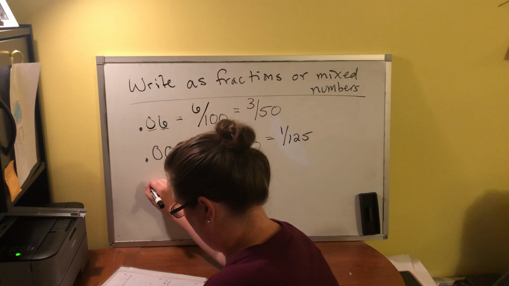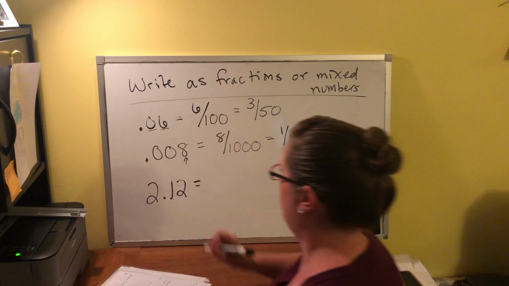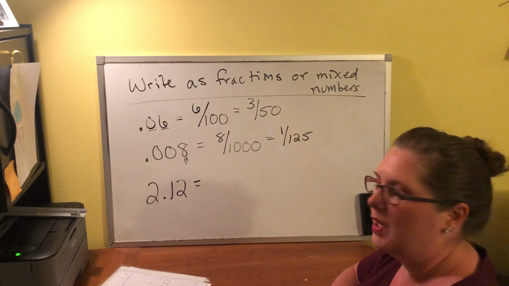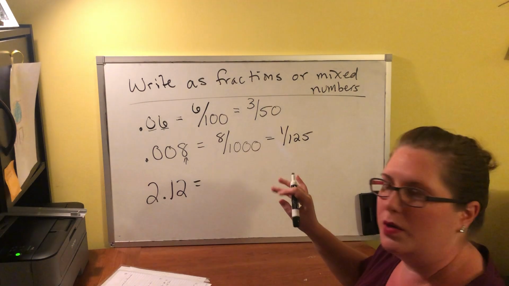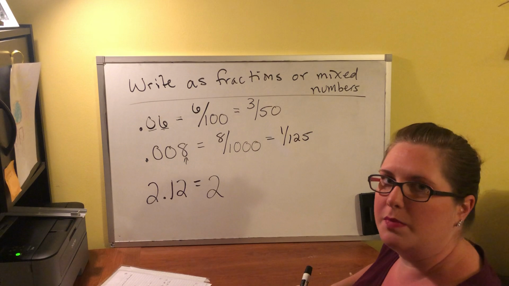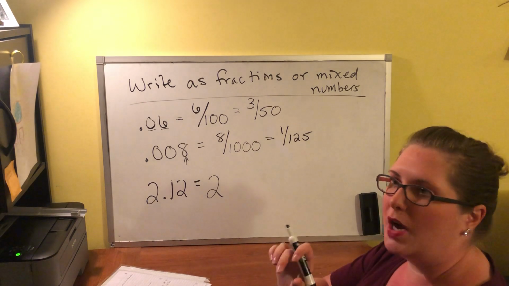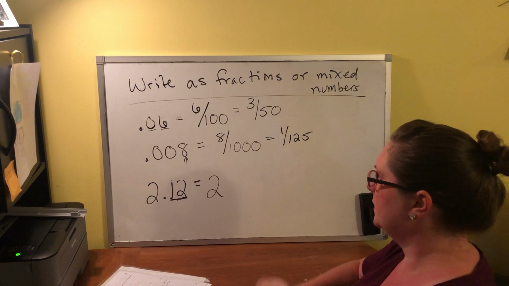If they gave you, for example, 2.12, okay? So that's a whole number and a decimal. A whole number is always a whole number. It's not going to change. So it is going to be your whole number for your mixed number. So remember, mixed numbers is a whole number and a fraction. So now we're just focused on the decimal of 12.